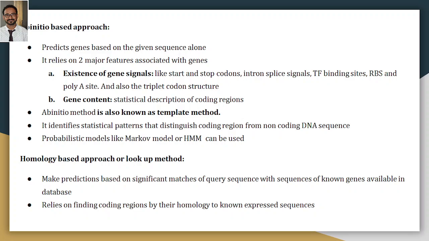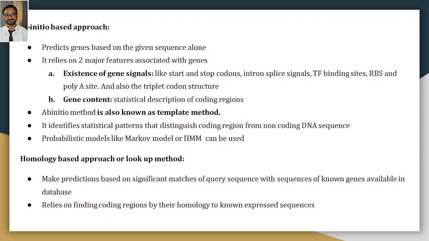Depending on what they are meant to be, we have a particular signal. For example, start codon, stop codon, intron splicing signals, transcription factor binding sites, ribosomal binding sites and poly A site. These are all examples of the existence of gene signals. This is one of the major features, and based on that we predict with the ab initio method, with the sequence alone. Next, gene content. How much content is there? For example, statistical description of coding regions, depending on stats, such as GC content and that kind of stuff.